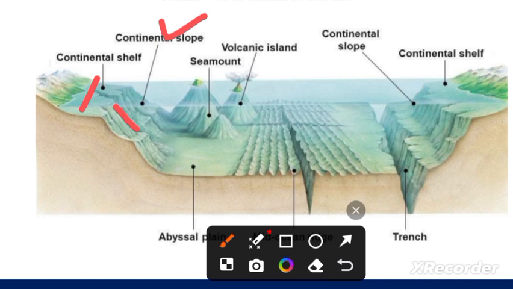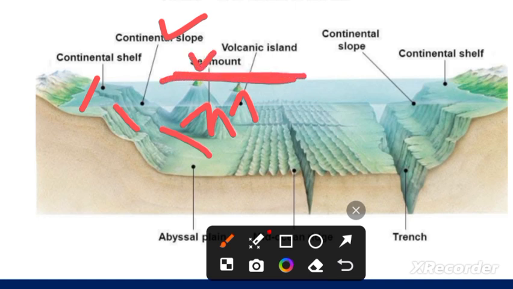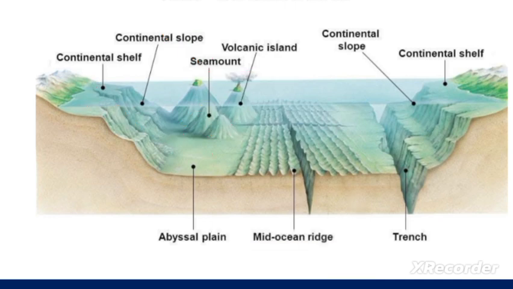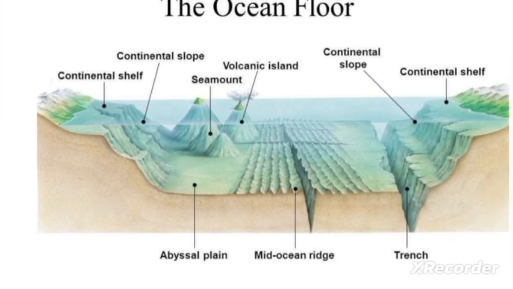Then you can see there is depth in the water and there are small mountains. But are these mountains visible above the ocean? No, they are not visible above the ocean. Actually, they are under the sea. So we will call them seamounts. But the volcanic island, as you can see over here, this one is visible.